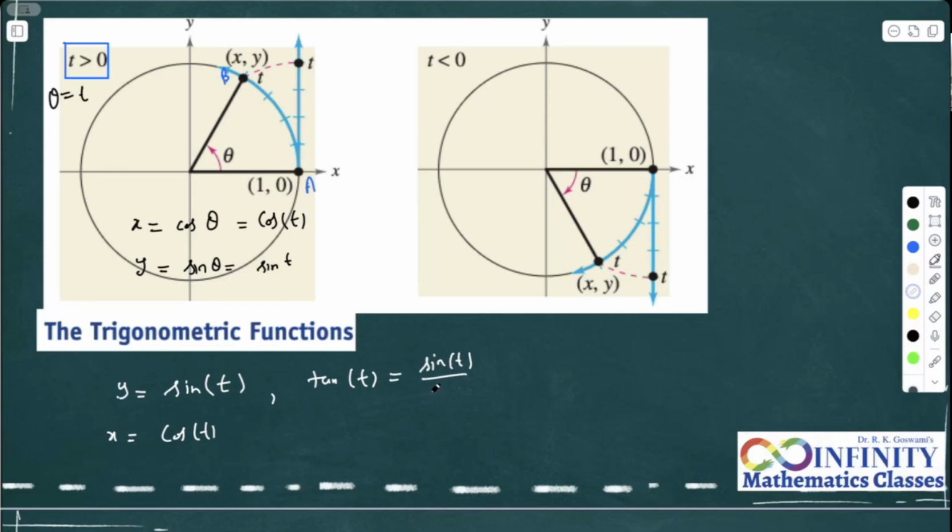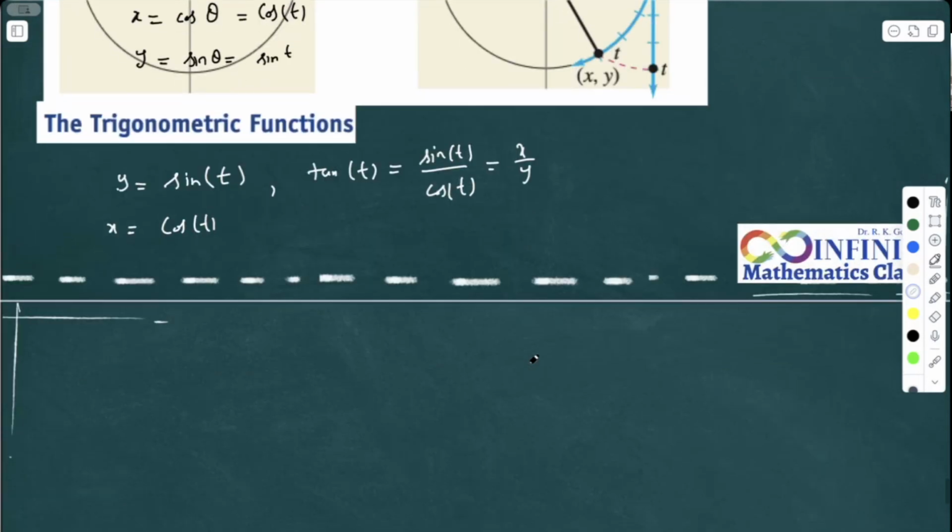Sine t over cos t. So you will tell me it is going to be over how much? x over y. And the rest of the trigonometric expressions can be obtained because those are going to be the reciprocal of these trigonometric expressions. Am I right?